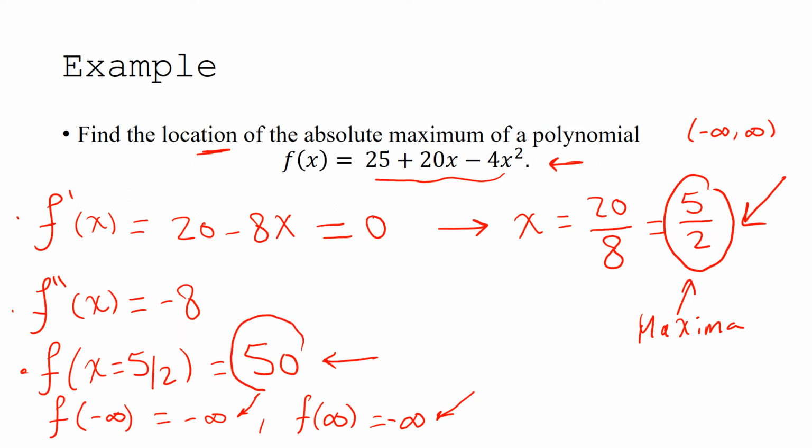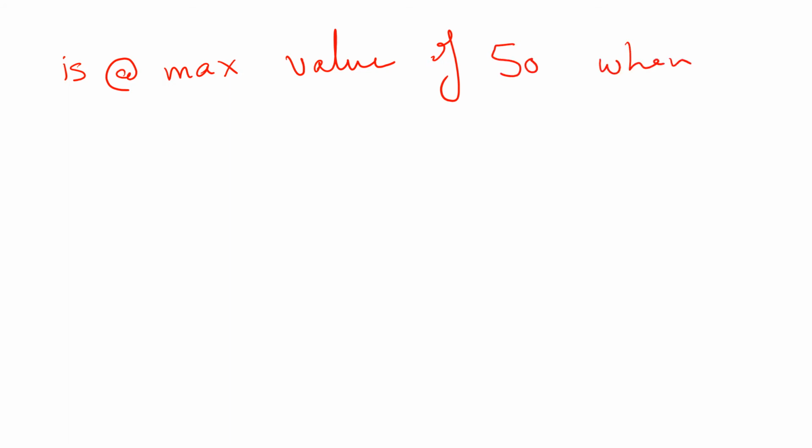Apparently, the highest value is here. So we say that this function has a max value of 50 when x is equal to 5 over 2. So this is the location of the maximum, the global maximum, and this is the value of the global or absolute maximum. Okay, now let's see another example when we have more than one candidate.